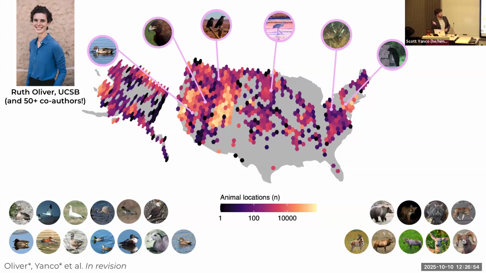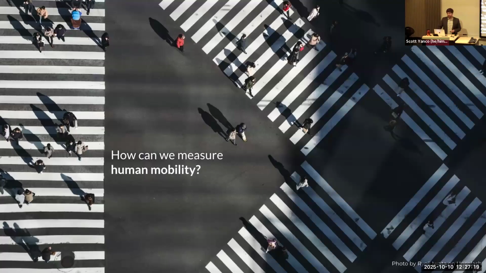Again, Brett's been involved in this work. I'm co-leading this with Ruth Oliver, an assistant professor at the University of California, Santa Barbara, trying to understand how animal movements are disrupted by both human mobility and human infrastructure, and how those two effects interact with one another. We do this in North America, or in the US only, because we need human mobility data. We need to know where people are moving, and you can only do that in the United States.